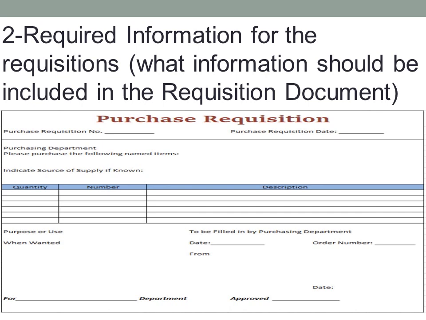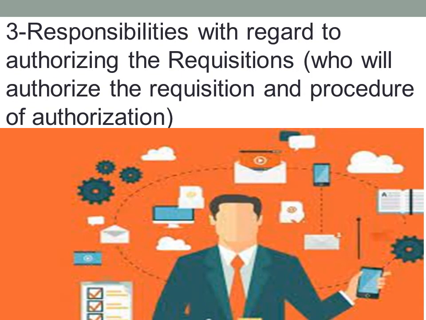The next SOP is the required information for the requisitions. So what information should be included in the requisition document? Requisition forms typically include line items such as the name of the person or the company making the request, date of the request, items requested, the delivery date they need, the delivery location, and all other relevant information.